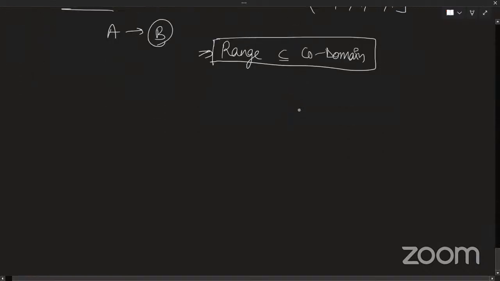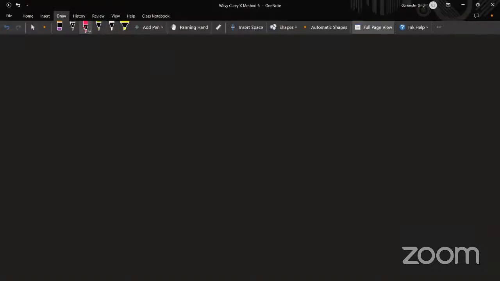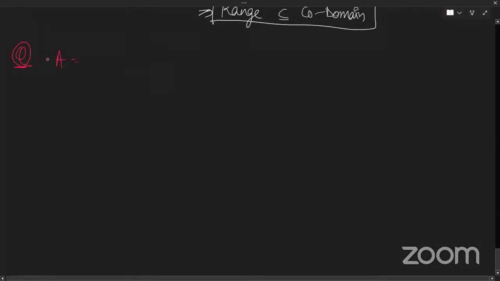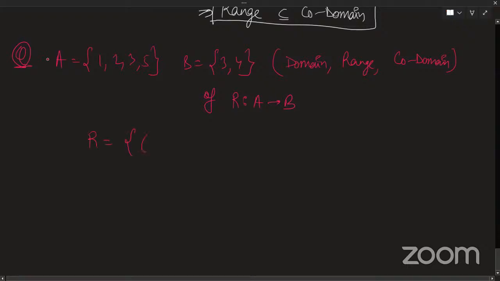Okay. Let us do a small problem over here. The values of A are 1, 2, 3 and 5. B is 3 and 4. It is telling me to write the domain, range and codomain of a relation R that goes from A to B. Relation R is from A to B given by, and now R is given in the builder form.